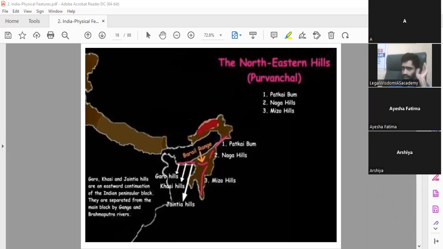Then you have the northeastern hills, that is the Purvanchal, with the Patkai range, Naga hills and Mizo hills. If you come to this side, Garo, Khasi and Jaintia. Now this is the Patkai range, Naga hills and Mizo hills, and Garo, Khasi and Jaintia. The hills which join the vertical and horizontal ones in between are called the Barail range. So we have seen that Garo, Khasi and Jaintia are the eastward extension of the Indian peninsular block. They are separated from the main block by the Ganga and Brahmaputra rivers.